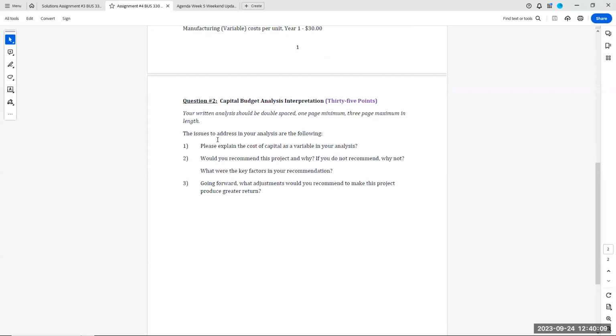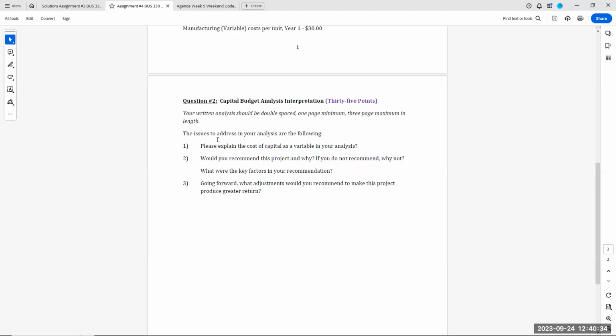The issues to address in your written interpretation: Number 1, please explain the cost of capital as a variable in your analysis. What is the cost of capital? Why is it a variable in your analysis? Number 2, would you recommend this project and why? If you do not recommend, why not? What are the key factors in your recommendation?